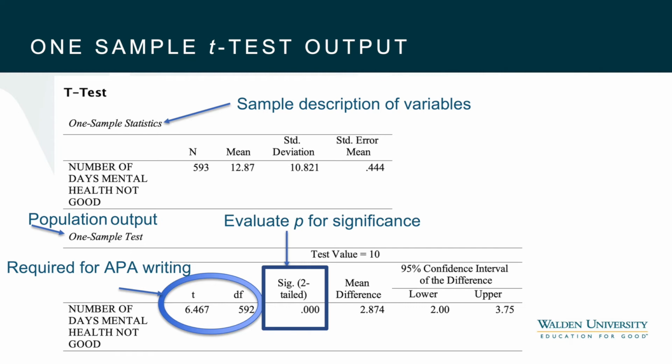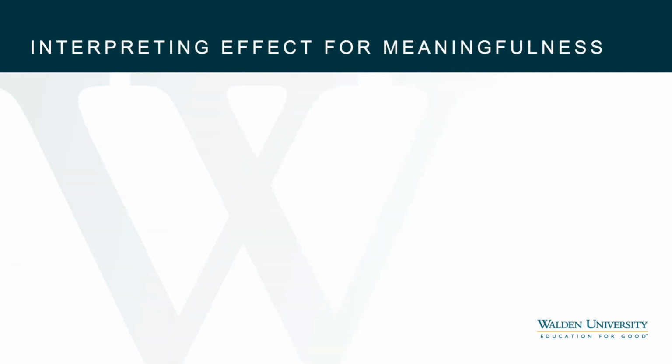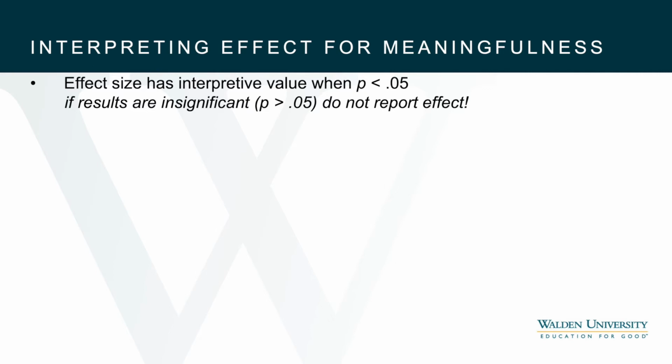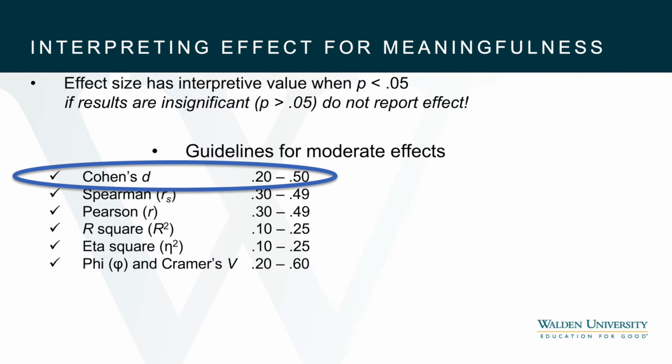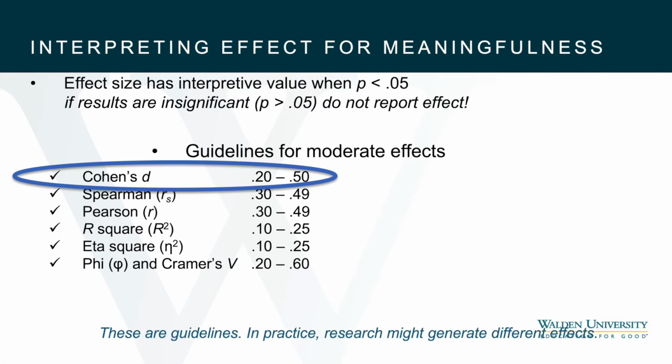Now that I've found significance, I will also interpret the meaningfulness of this output. And for that, I'm going to take you to a summary of the effect sizes. Remember, we only interpret effect sizes when they have interpretive quality. For non-significant results, we do not deliver effect sizes. I'm offering guidelines here for a standard list of effect sizes. Some of those will be addressed in later videos. And of course, these are just guidelines. In the literature, they might come out differently. But for the t-test, we're focusing solely on the Cohen's d.